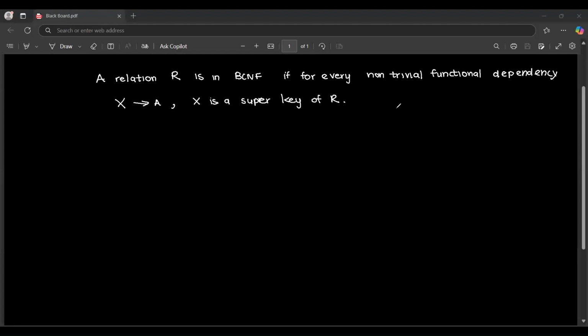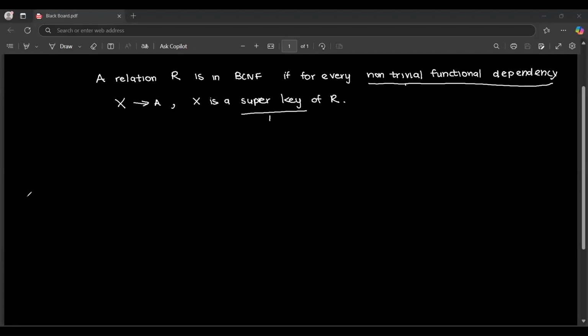Well, if you look at this without any understanding, you wouldn't understand anything. If you don't know what non-trivial functional dependencies are, or if you don't know what superkeys are, you won't understand anything. You will be like, what's going on here? So I'll explain it. First of all, I'll explain what these two terms mean, and then we can come to an understanding of BCNF that we can use to do some questions.